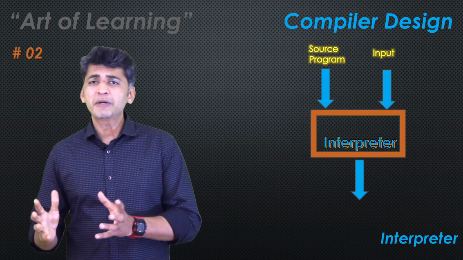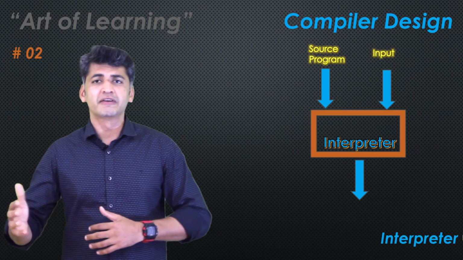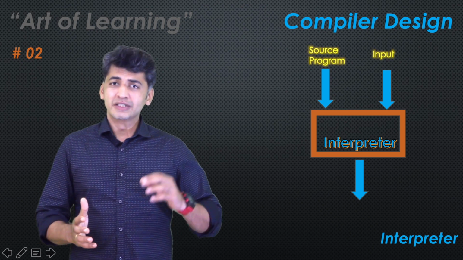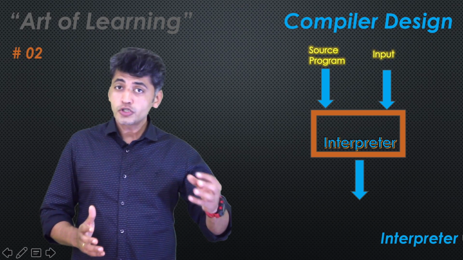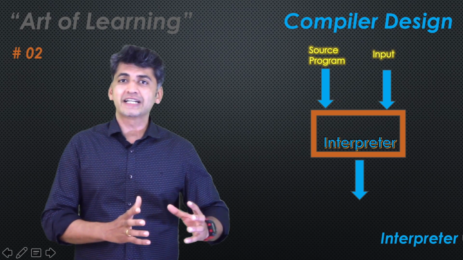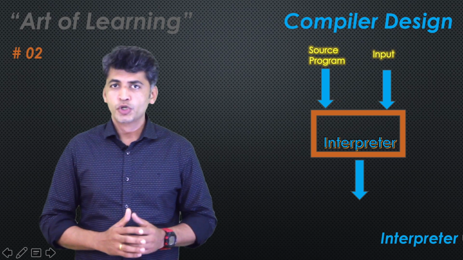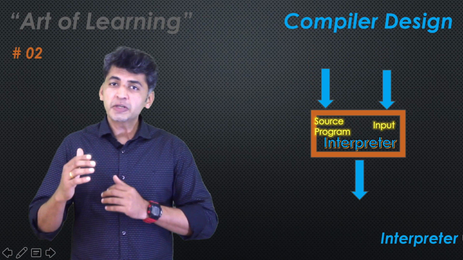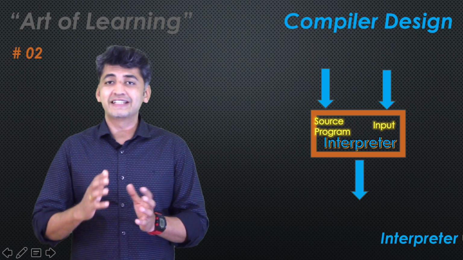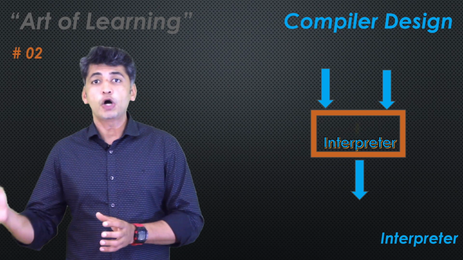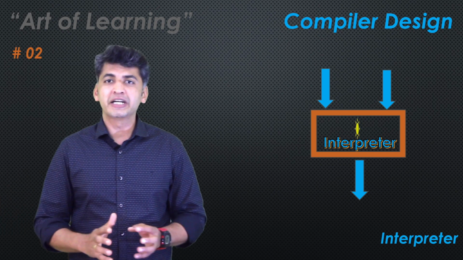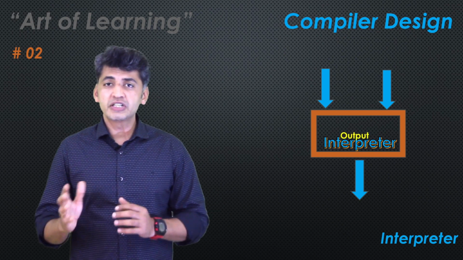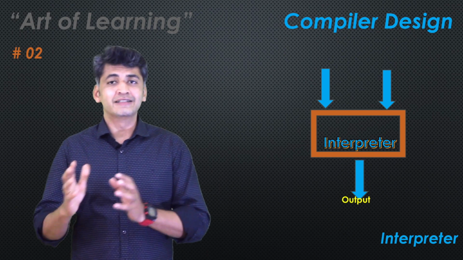Then the interpreter's function is a little bit different. What will the interpreter do? The interpreter takes the source program, and it also takes the data input. So both are taken as input to the interpreter. The interpreter processes all these things, then produces the data output directly. There is no intermediate form, like the target program. This is the major difference between the compiler and the interpreter.